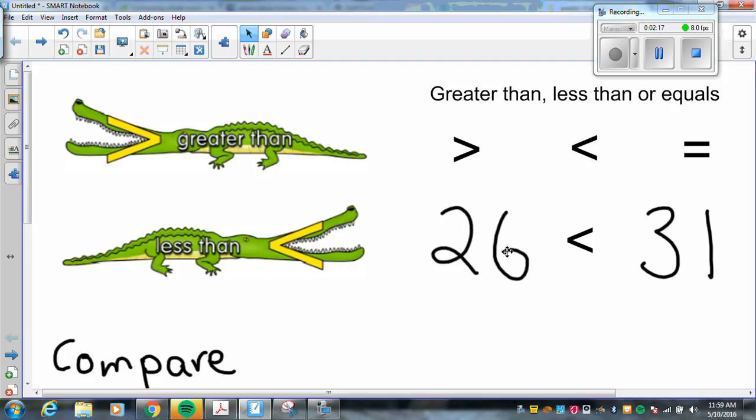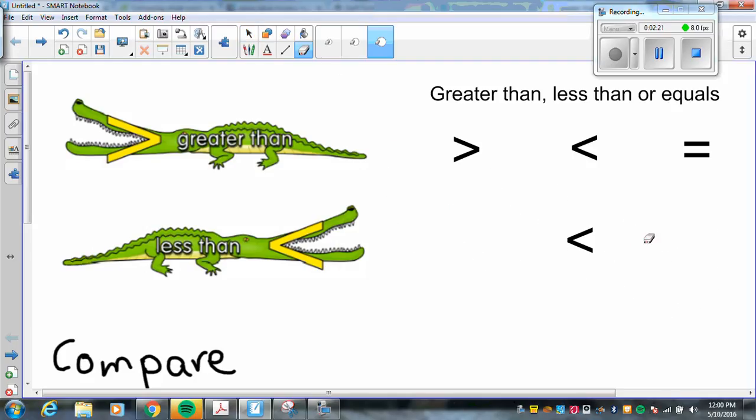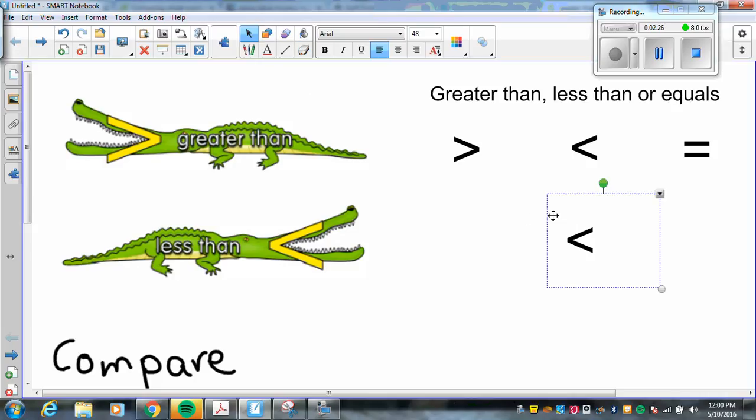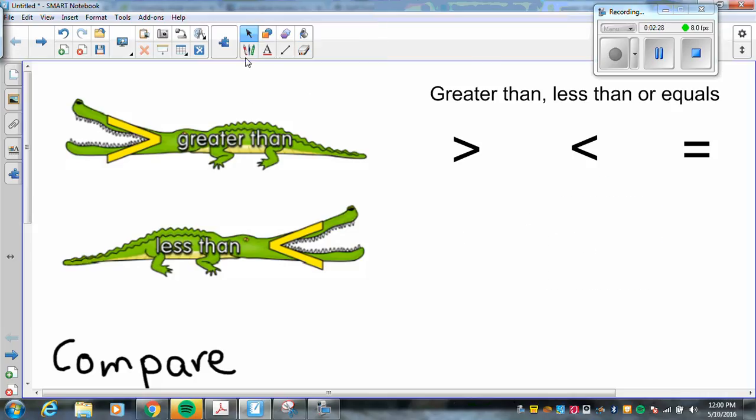or you could read it 31 is greater than 26. Now, how do we work out if a number is greater than or less than? Well, that's pretty straightforward. We know that generally in our tens and numbers in our tens, we can work that out. But what if we have bigger numbers?